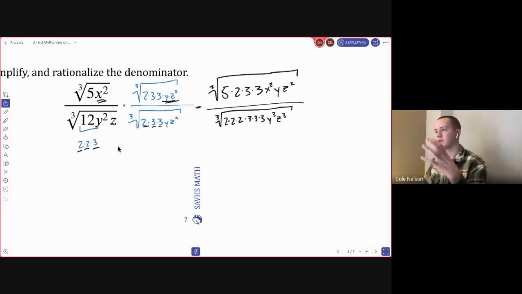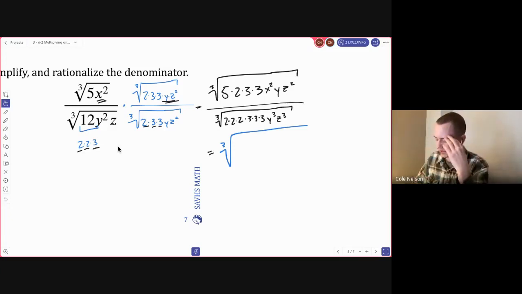Okay. So let's keep doing a little rewriting here. I have the cube root of 5 times 2 is 10, 3 times 3 is 9, 9 times 10 is 90.